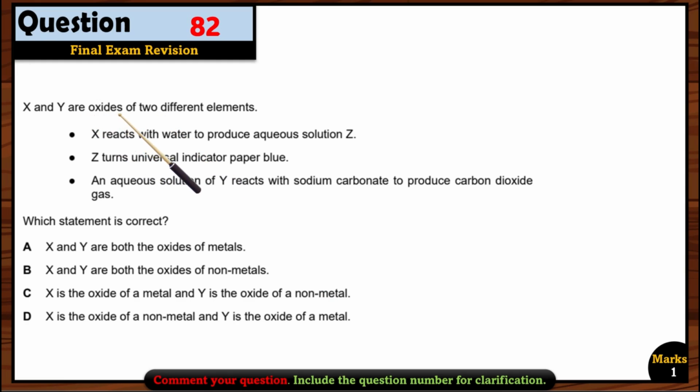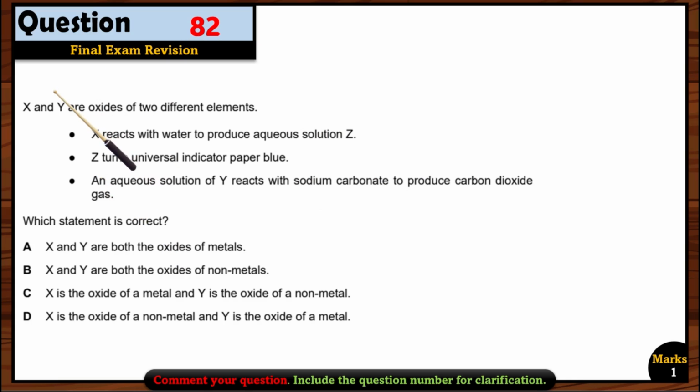Question 82. X and Y are the oxides of two different elements. X reacts with water to produce aqueous solution Z. Whenever an oxide reacts with water, it will produce a solution. And this solution changes the universal indicator blue. If it is changing to blue color, it means it's alkaline in nature. It means it is made up of basic oxides. So X is actually a metal.